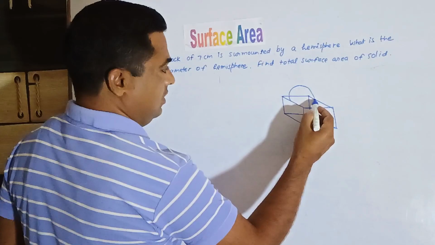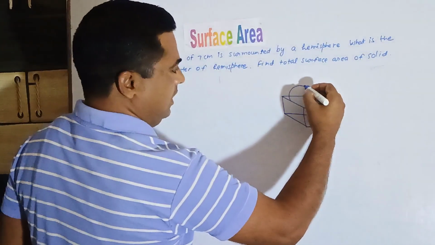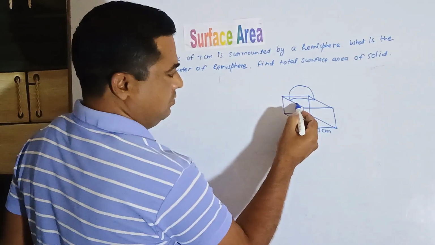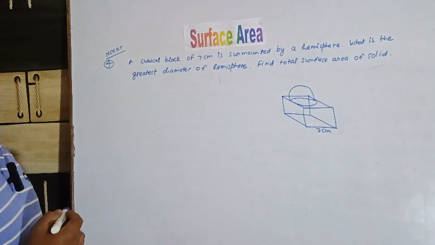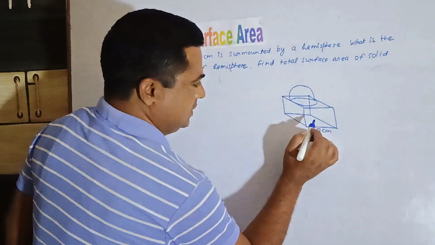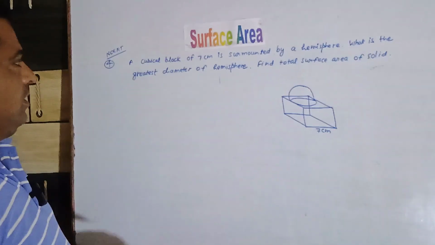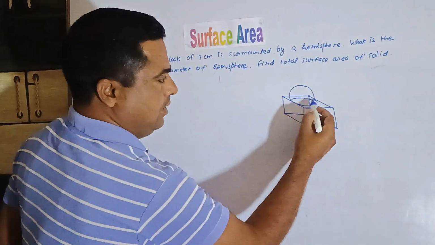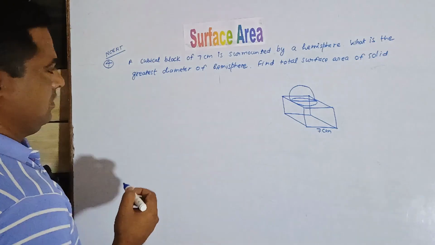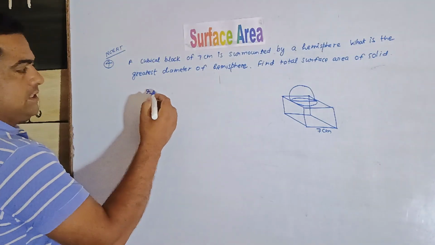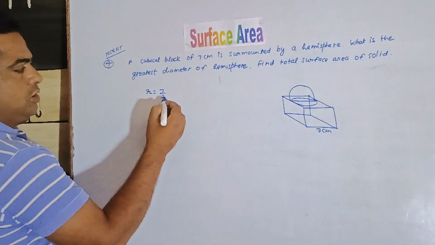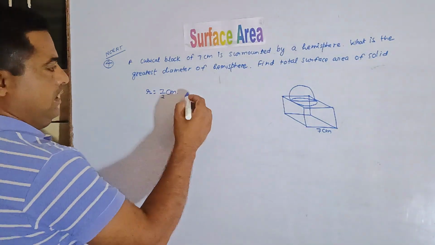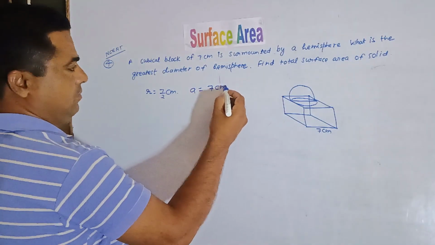Surmounted on a cubical block. So we are making a hemisphere here which is mounted on the cubical block. And what is the greatest diameter? They are asking what is the greatest diameter of the hemisphere. You can see here what is the side. This is 7 centimeter, and this diameter will be 7 centimeter, correct? Means diameter will be 7 centimeter, so radius will be 7 upon 2 centimeter, correct? And let the side of the cube be a. The value of a will be 7 centimeter, correct?